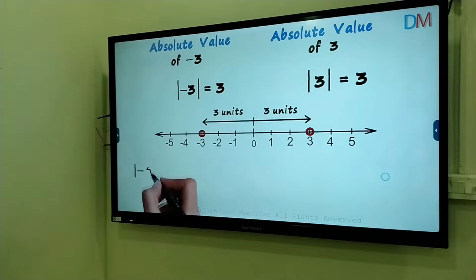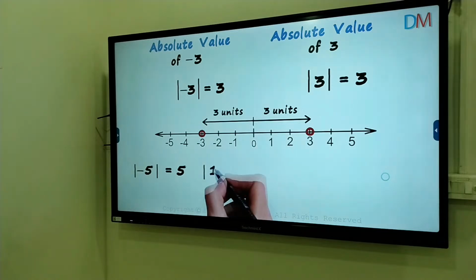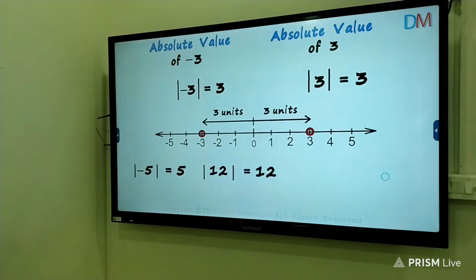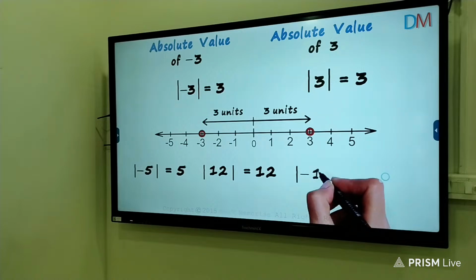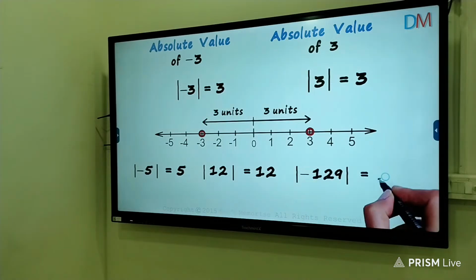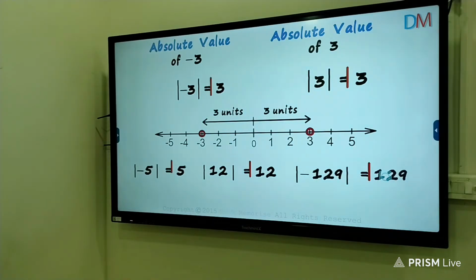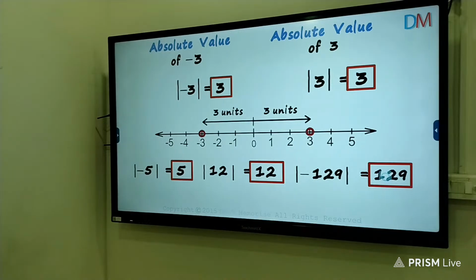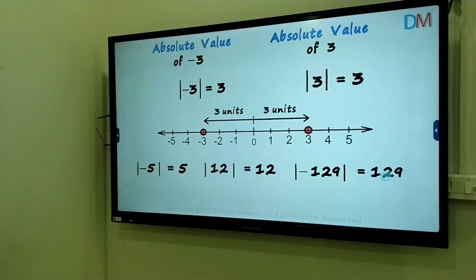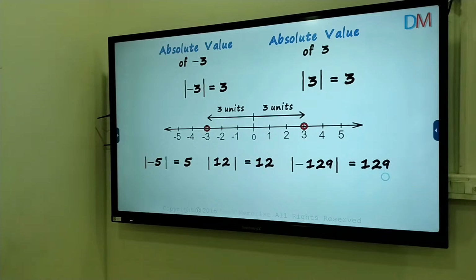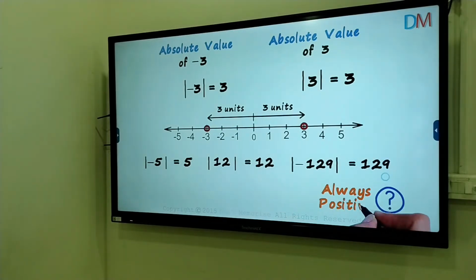What will be the absolute value of minus 5? As it's 5 units away from 0, it will be 5. Absolute value of 12, it will be 12. Absolute value of minus 129, it will be 129. Look at all the answers. They are all positive. So would it be right to say that the absolute value of a number is always positive? Let me ask you another question that will help you answer this question.